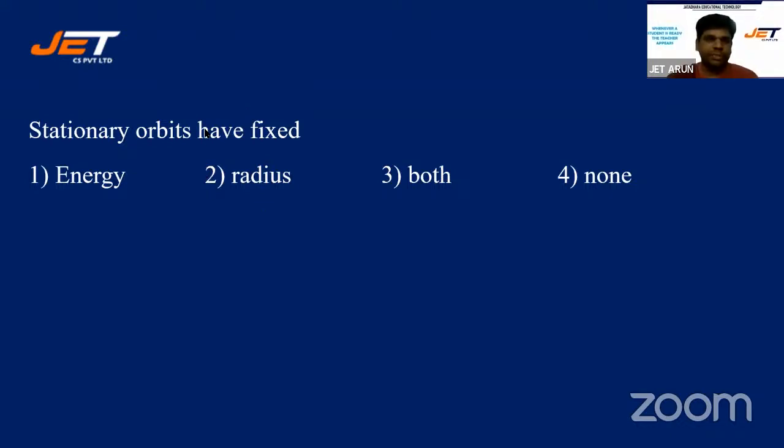All right, let's look at the key, students. It's both energy and radius. For a given radius, energy is fixed, students. Or a radius is there, the energy is fixed for that orbit. Yes, yeah, that's absolutely right.